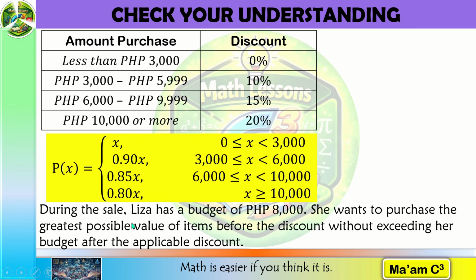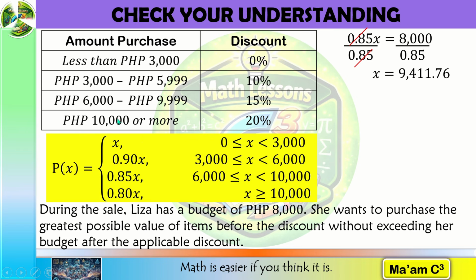Let's recall the problem. During the sale, Lisa has a budget of 8,000 pesos. She wants to purchase the greatest possible value of items before the discount without exceeding her budget after the applicable discount. Initially, since Lisa has a budget of 8,000, you would probably use this condition, 0.85x. So let's use that. 0.85x is equal to 8,000. Let us solve for x. We're going to divide both sides by 0.85. So these two will cancel out. So x is equal to 9,411.76.